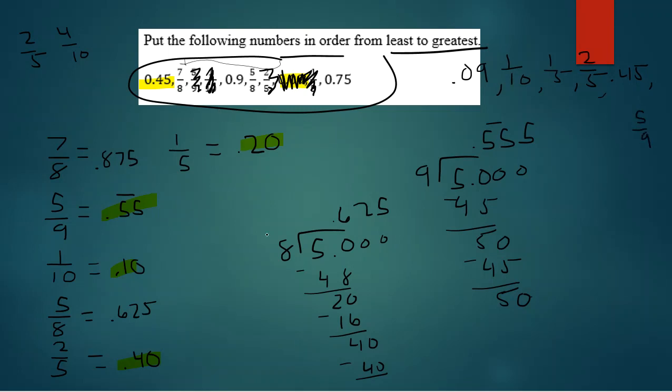Okay, and then it looks like we have the 0.625. I think that one's next, which would be the 5/8. Sorry, I ran out of space here. So that'd be the 5/8. And then the next one would be the 0.75.